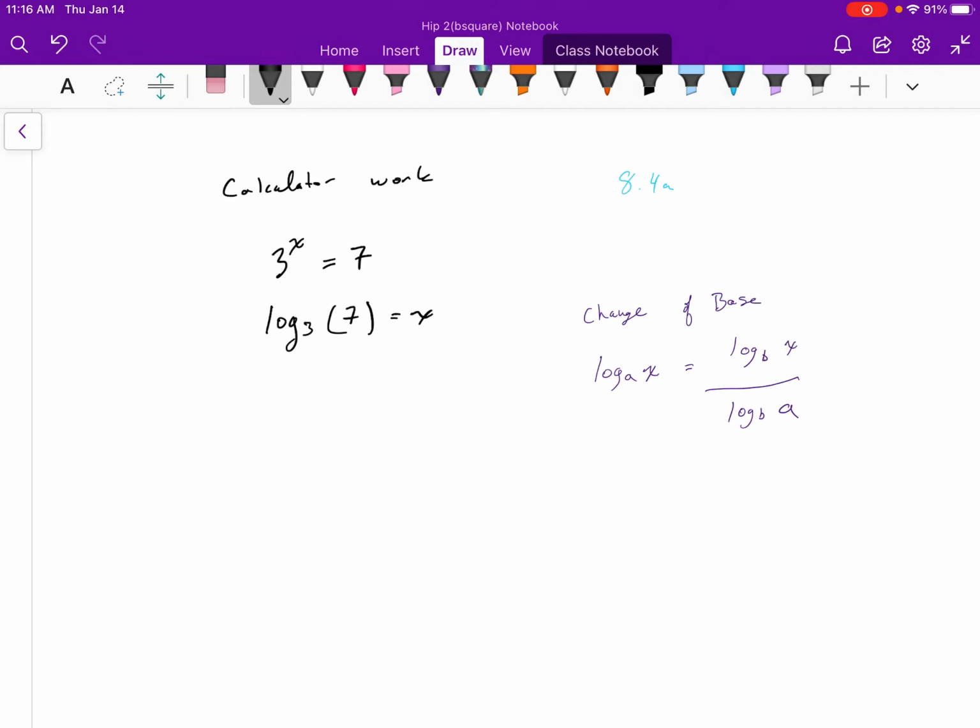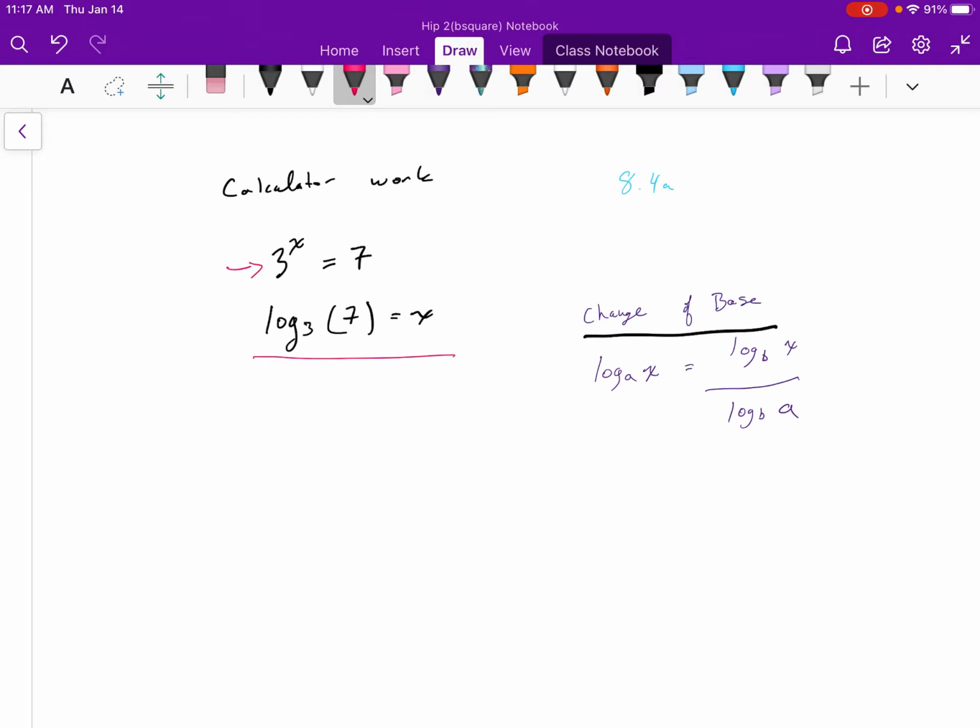So here is logarithms, but it's not in the textbook really. It's about calculator work and something called change of base, when you need to change the base, etc. So I'm just going to take the equation 3^x is equal to 7. Now what I can do is I can simply solve 3 to the power of x is equal to 7 by changing it into logarithmic form.